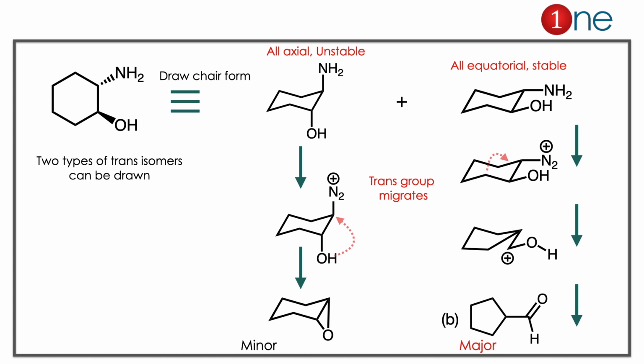If you go through the all axial form, first step is N2 plus is formed, then the OH assists the N2 leaving, it forms epoxide. But in the all equatorial form, the same thing forms, but the trans group migrates. Trans group is the methylene group, so ring contracted, you have ketone formation. So since equatorial is more stable, the ring contracted product is major here. That's why the answer is B there.